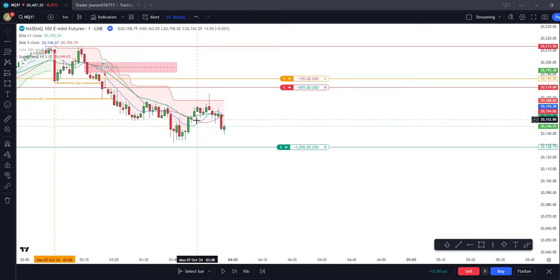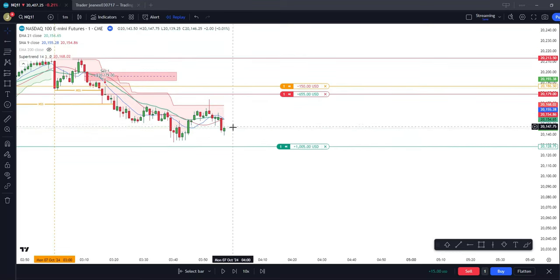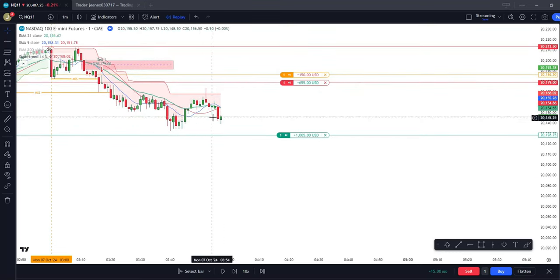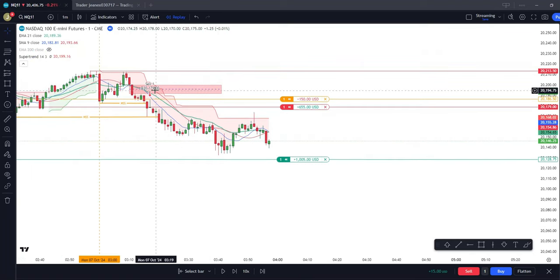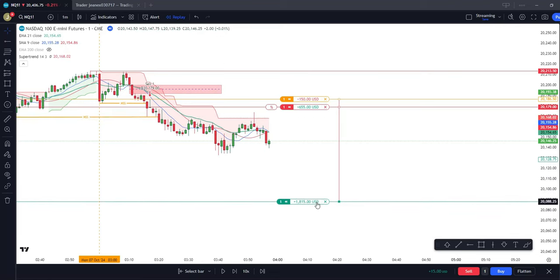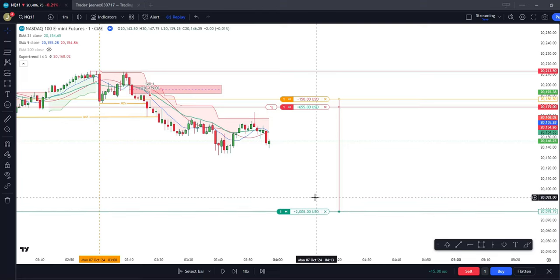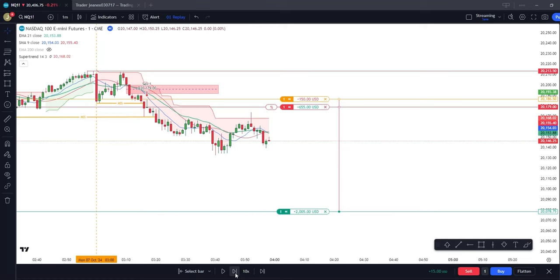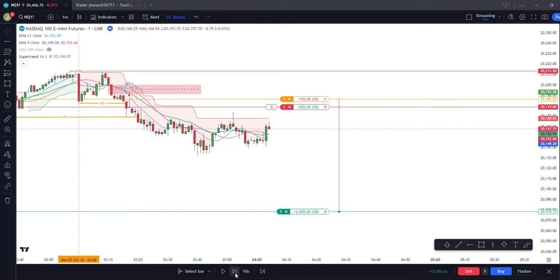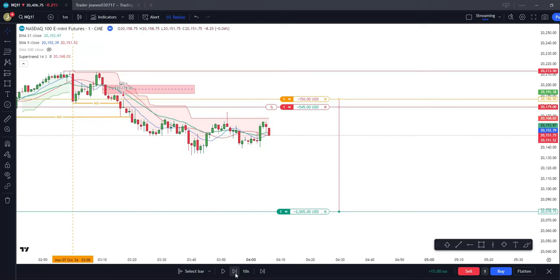And then let's see. You didn't exit. It's because although the blue line crossed the 21, the trend is still bearish. So you will wait. Let's see if you will wait for the super trend to shift. This is what I mean by catching the trend. Let's see. It's consolidating.